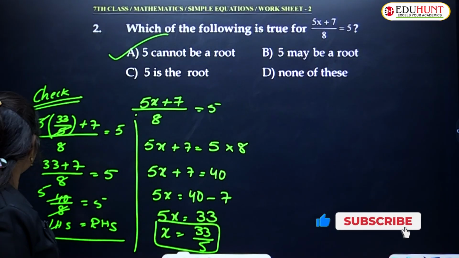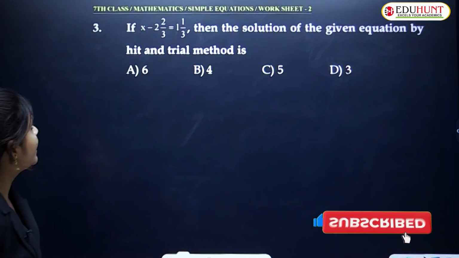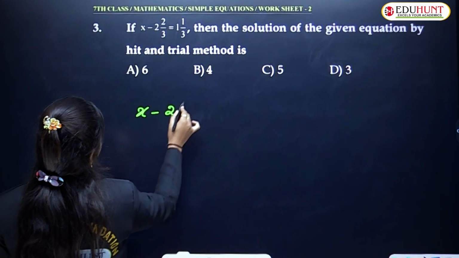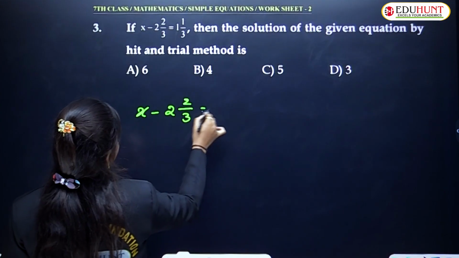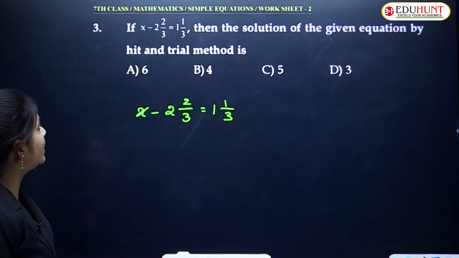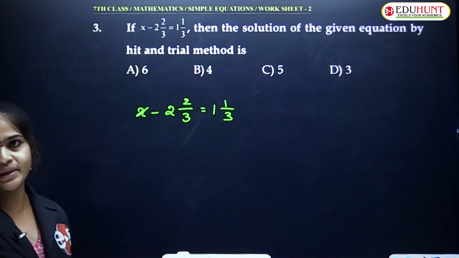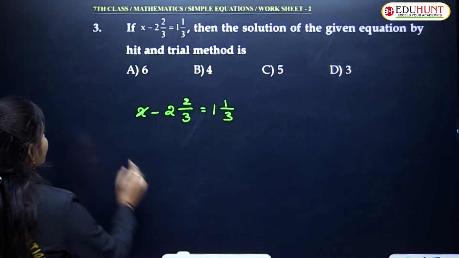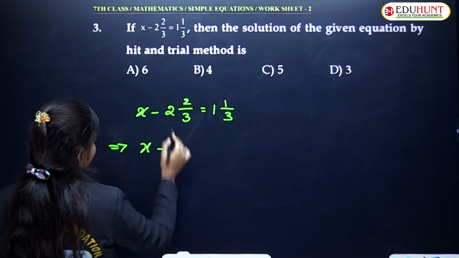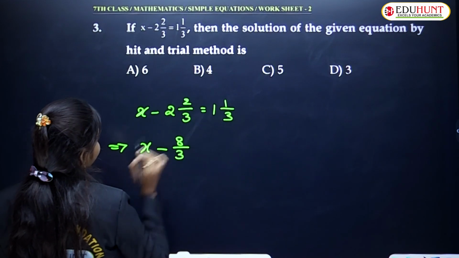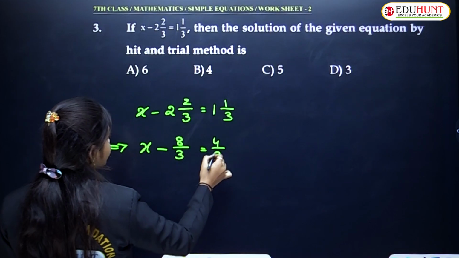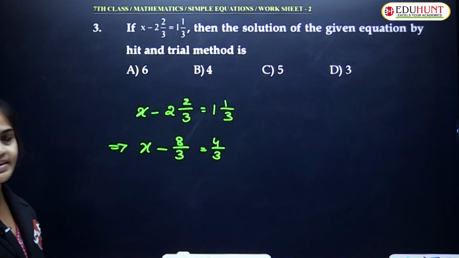Understand? Yes. Next, if x minus 2 and 2 by 3 is equal to 1 and 1 by 3, then the solution of the given equation by trial and error method they are asking. Okay. So again, x minus 8 by 3, which equals 4 by 3. Trial and error method they are asking.